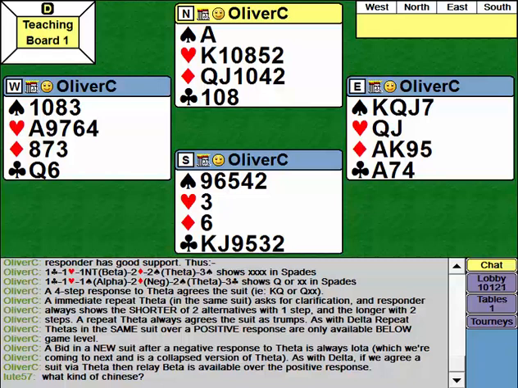Once we agree trumps, the other trump asking bids go out of the window. Beta is available if we need it, and epsilons are available thereafter.